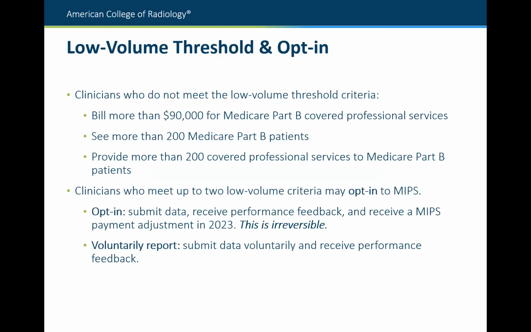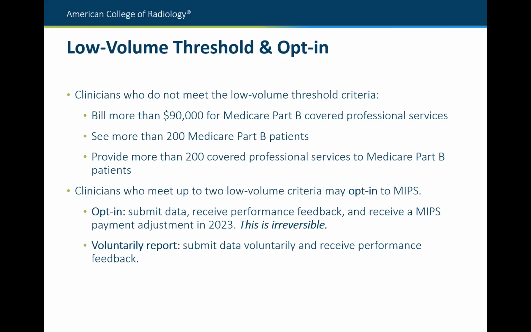So for the low volume threshold this year, if you fall below this threshold, you do not have to participate in MIPS. You'd have to bill more than $90,000 in Medicare Part B covered professional services, see more than 200 Medicare Part B patients, and provide more than 200 covered professional services to Medicare Part B patients to be above the low volume threshold. If you are under all of these, but you'd like to still participate in MIPS, you can either opt in or voluntarily report.